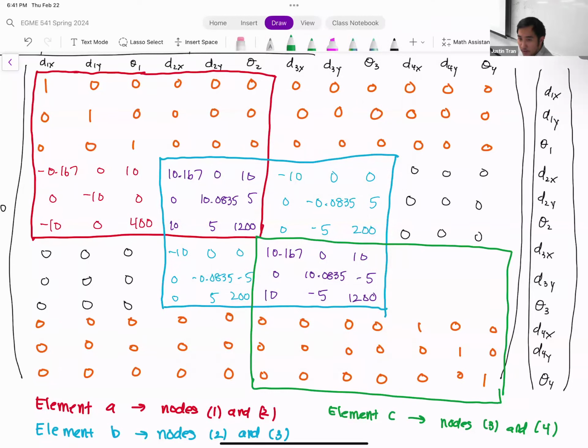All right, and then the last portion of the green here, the top right of the element stiffness matrix for element C. This is a minus 0.167, 0, 10, 0, -10, 0, -10, 0, 100. All right. Miraculously, things actually stayed kind of relatively lined up for a 12 by 12 matrix.